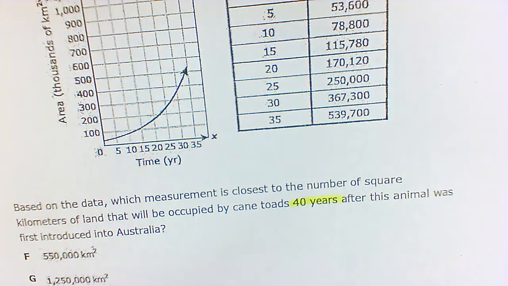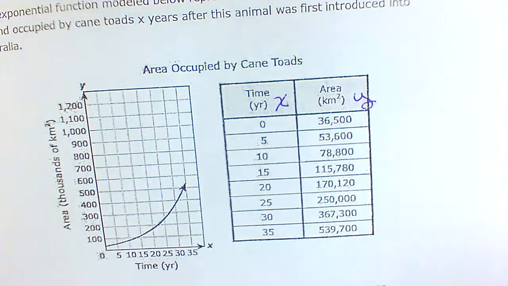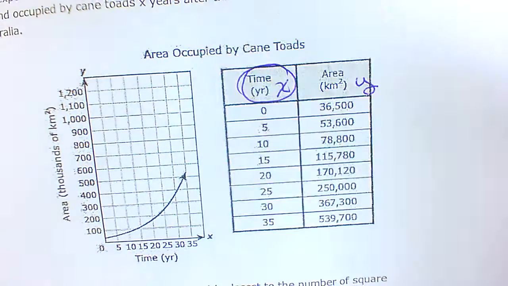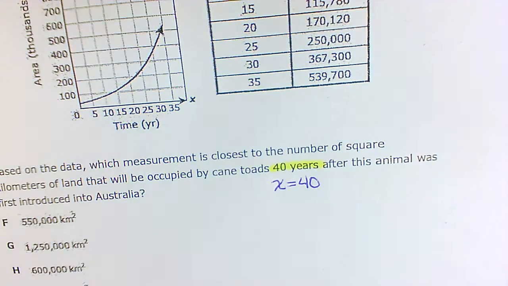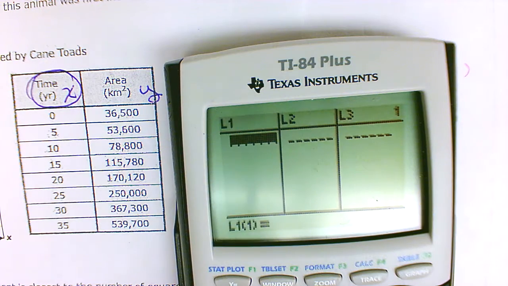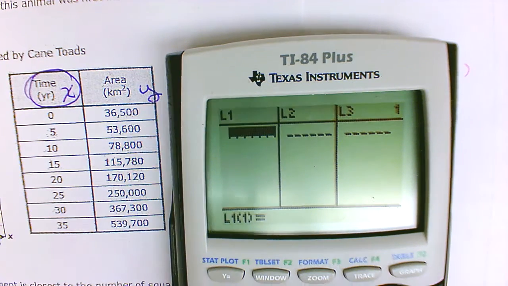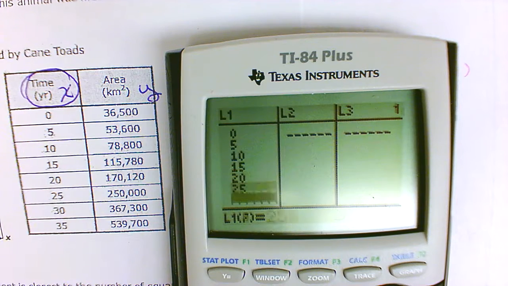And if you look at your variables right up here, this column is usually my X column and this is my Y. So basically the time in years is talking about X values. So they're giving me an X value equal to 40. And that would help me if I had an equation, which we don't have. But we did get a table of values, and we know if we go to Stat Edit, we can enter that in and write an equation. So I'm going to enter in all my values.